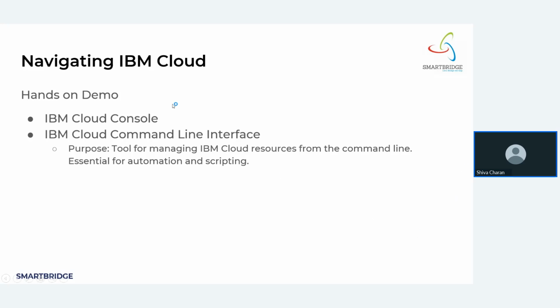So in the IBM Cloud, we'll have the cloud console and also the command line interface. The command line interface is mainly used for managing the cloud resources from the command line, which is essential for automation and scripting. And I'll show you the IBM dashboard also. Don't worry.